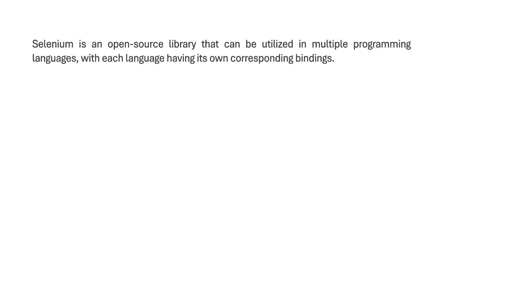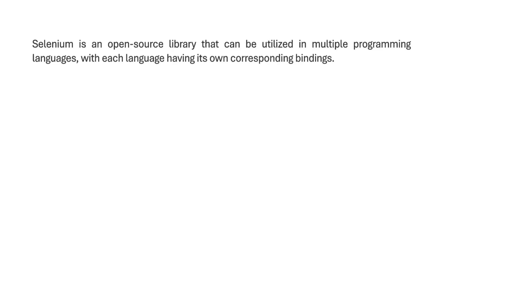Selenium is an open source library that can be utilized in multiple programming languages, with each language having its own corresponding bindings, which means that Selenium WebDriver is a library and it is an open source automation testing tool. This is what we know. Also, we know that it supports multiple programming languages: Java, JavaScript, Python, C Sharp.